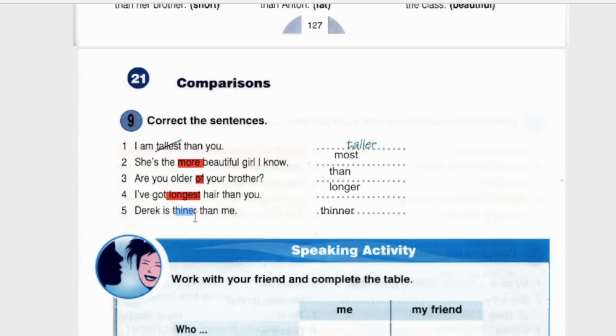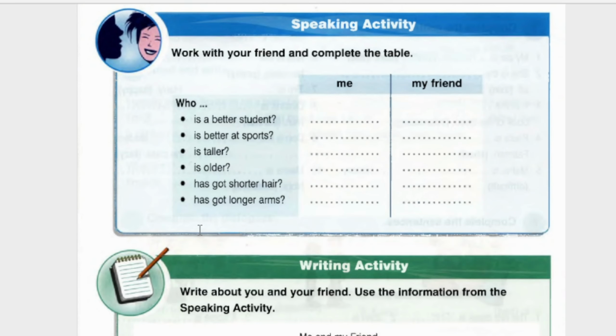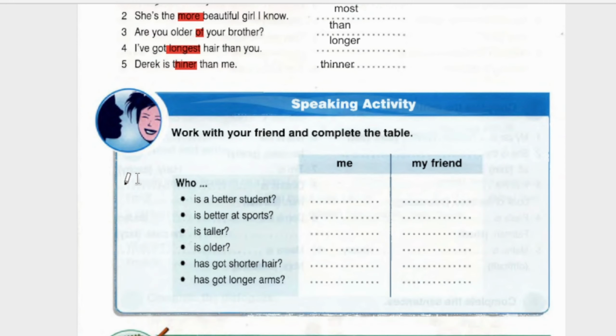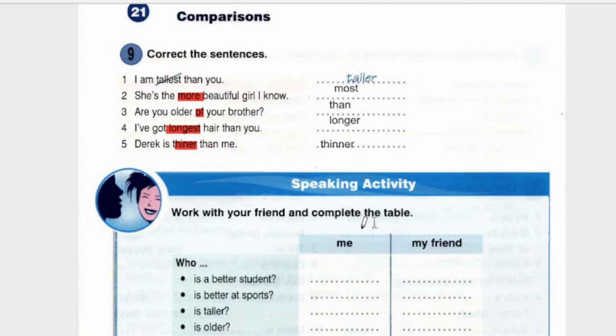Okay, this was our last exercise. In this case you need to compare yourself with your friend. So this was the last exercise.